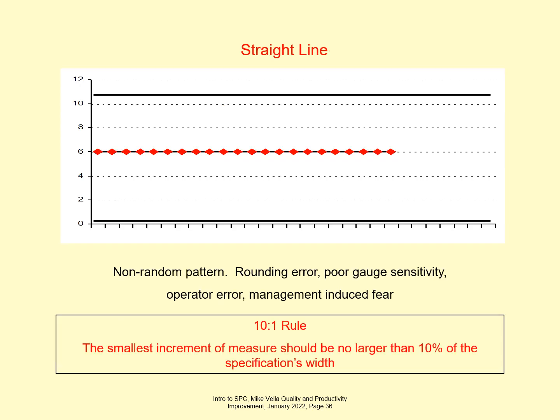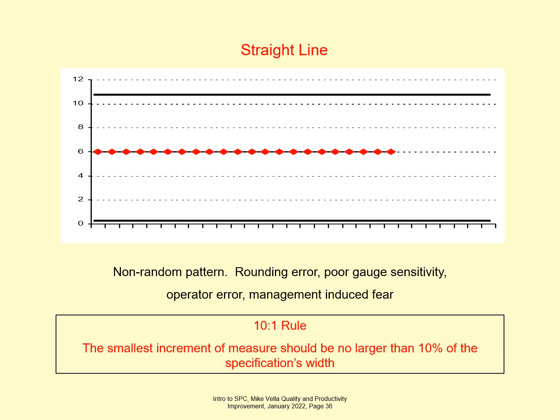Straight line. So what's happening here is that the data measuring system is not fine enough. You need to think about something called the 10-to-1 rule, and that is the smallest increment of measure should be no larger than 10% of the specification width.